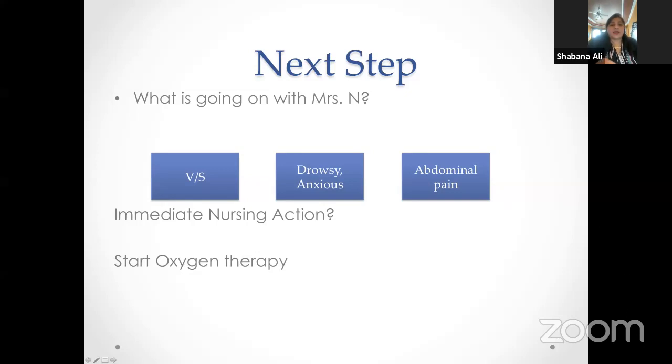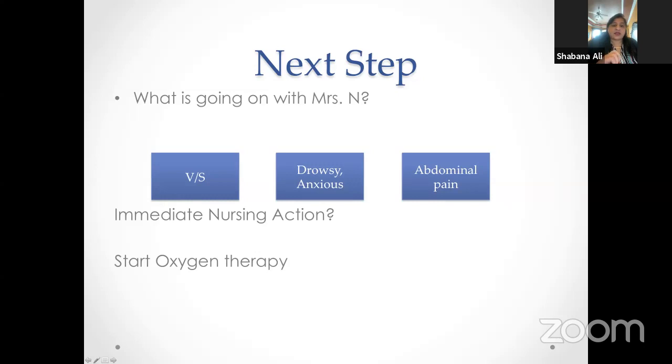So what's going on, as we mentioned, is that her vital signs are not in normal ranges. The patient was drowsy and anxious. And Dr. Mohsin mentioned that any patient who is drowsy and anxious with deranged vital signs should click in your mind that something is going on at the oxygen level with the patient. And she was also complaining of abdominal pain. Let's not forget that as well.